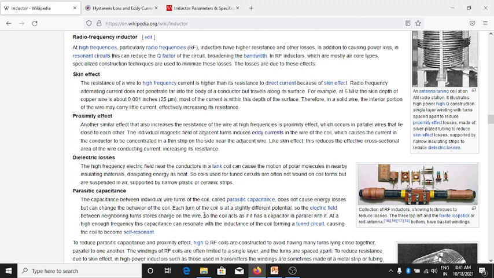For example, at 6 MHz, the skin depth of copper wire is about 0.001 inches, that is 25 micrometers. Most of the current is within this depth of the surface. Therefore, in a solid wire, the interior portion of the wire may carry little current, effectively increasing its resistance.